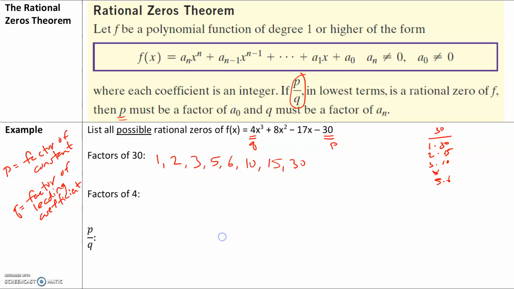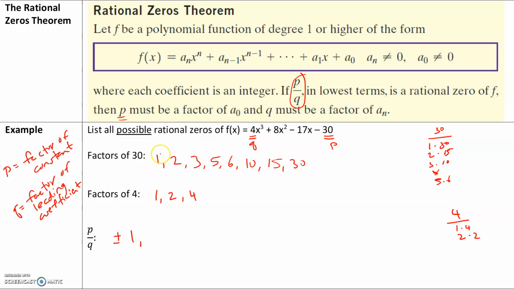Now let's list all the factors of q, and q in this case is the leading coefficient, which is 4. So for 4, our factors are 1 times 4 and 2 times 2. So it's just going to be 1, 2, and 4. Now the ratio p over q is going to look like this. Each of these could be a plus or a minus, so it's going to be plus or minus 1 over 1, which is 1.